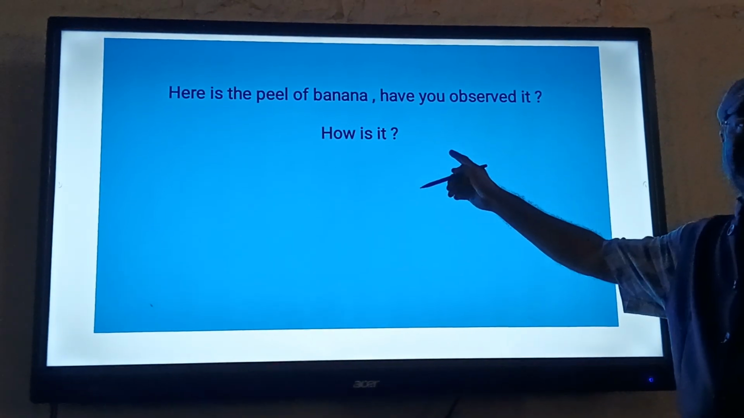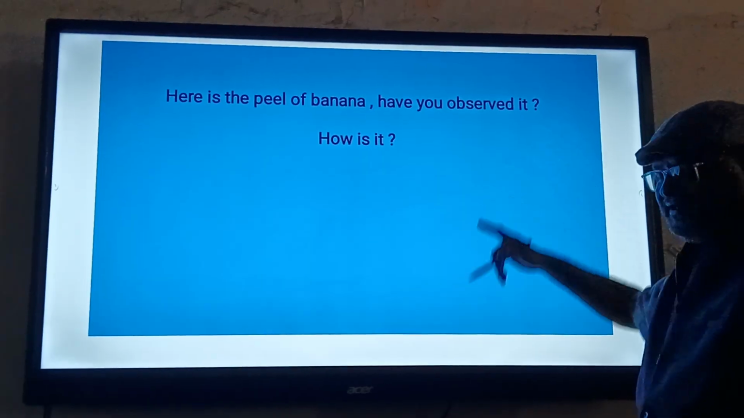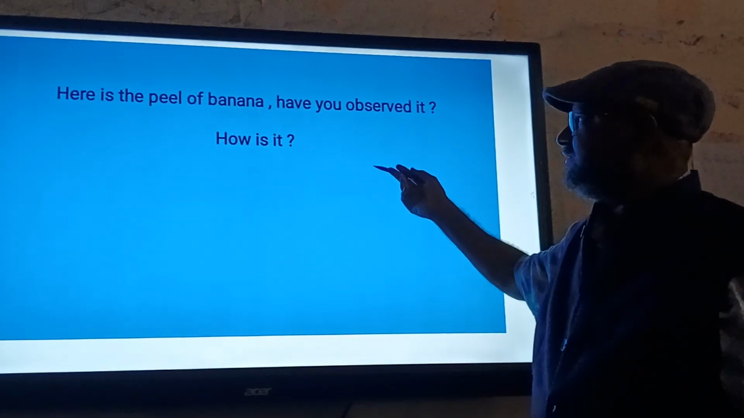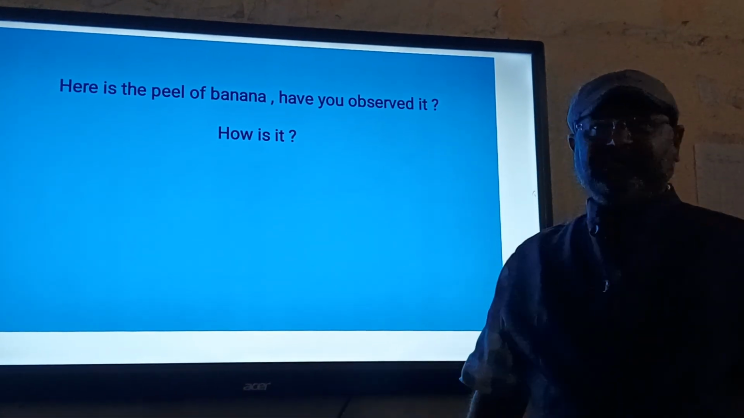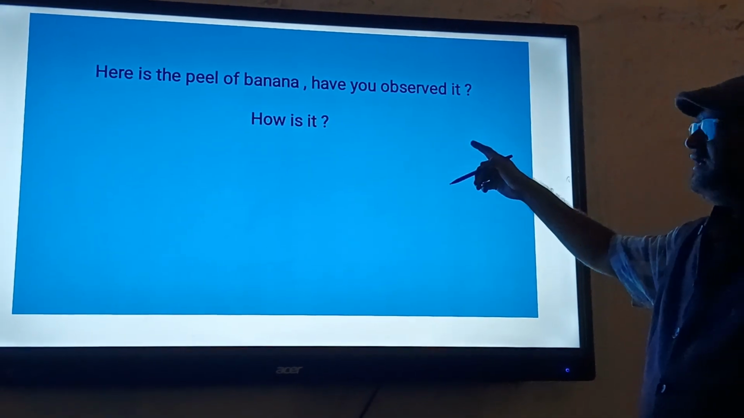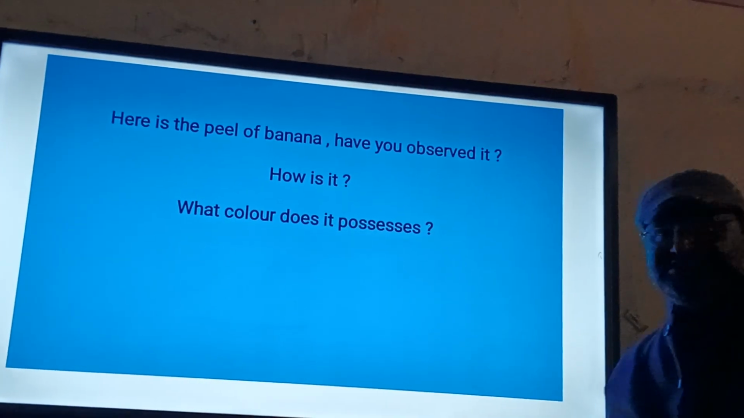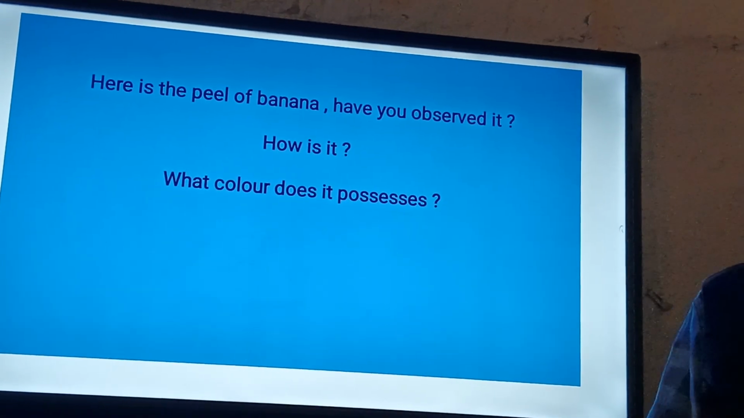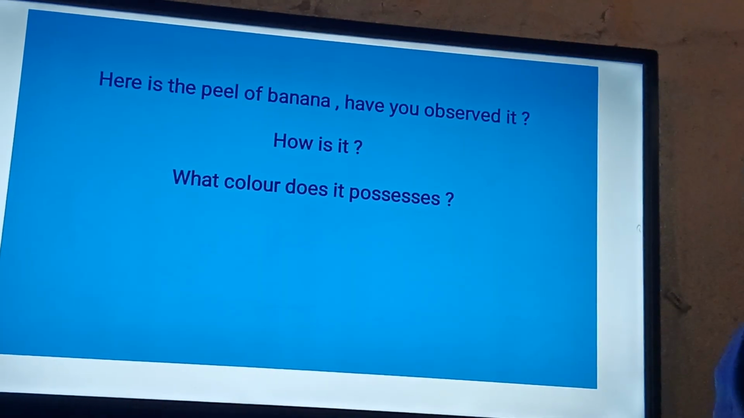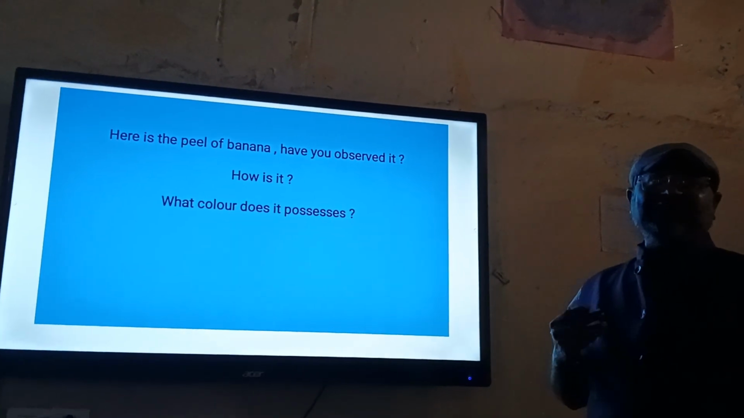I think we are fond of eating banana. Here is the peel of banana. Have you ever observed it? After eating, we throw it anywhere. You observe that one. How is it? What color does it possess? Just guess the color of the peel of the banana. Perhaps in your general experience, how will be the color of the peel of the banana?